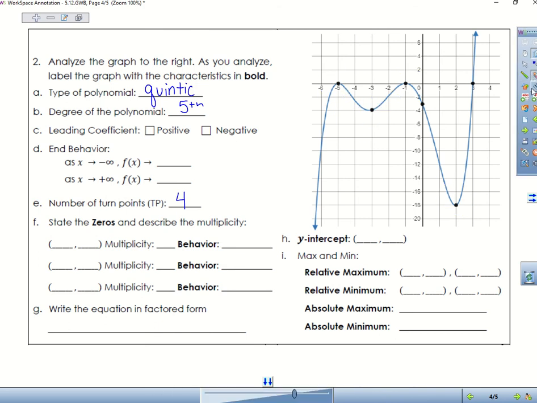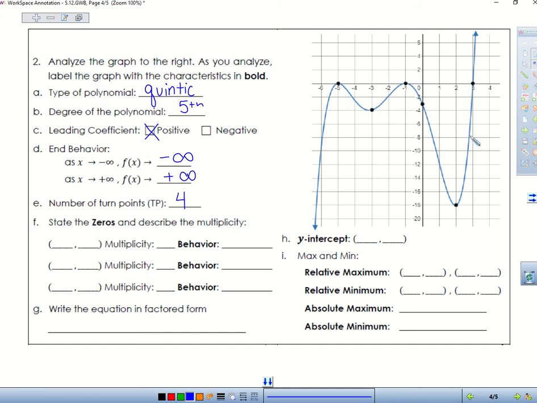So, end behavior, this one starts down and ends up, which means that the leading coefficient is positive. It's always how it ends that determines that leading coefficient. It's positive, right?